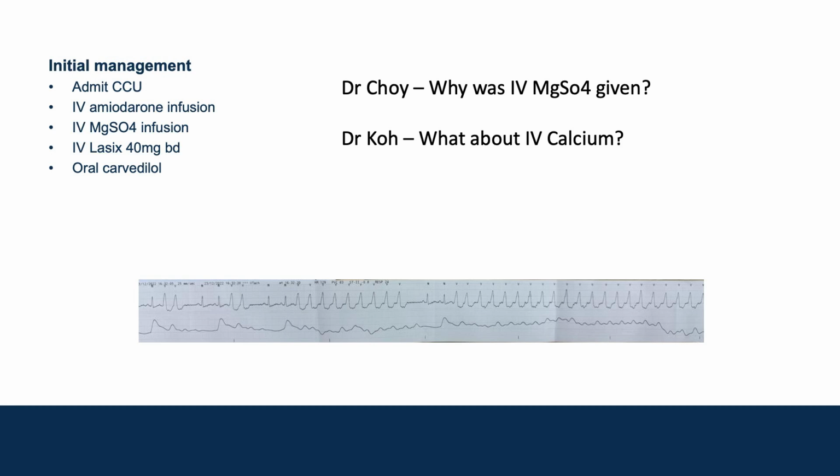All right, so I admitted the patient to the CCU, started on amiodarone infusion and magnesium infusion, and gave Lasix to decongest the heart failure. I started a bit of beta blocker because I want to control the arrhythmia, the ventricular tachycardia. So why do you give IV magnesium? In this patient, IV magnesium sulfate was given.